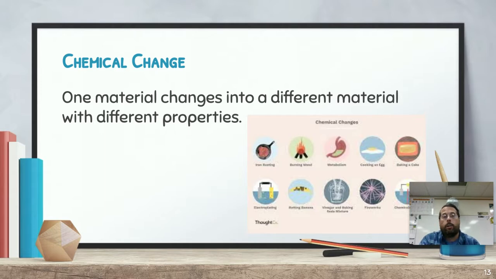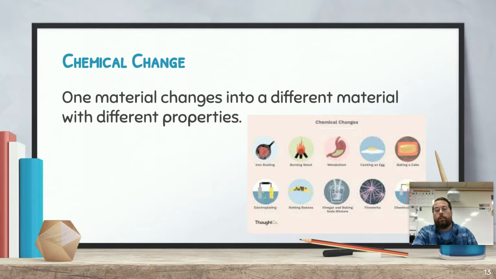Chemical change, one material changes into a different material with different properties. Again, I see a change, so I know it's change. And it's chemical, which means I know that the molecules are going to break apart and reconnect into new materials. That is a chemical change.